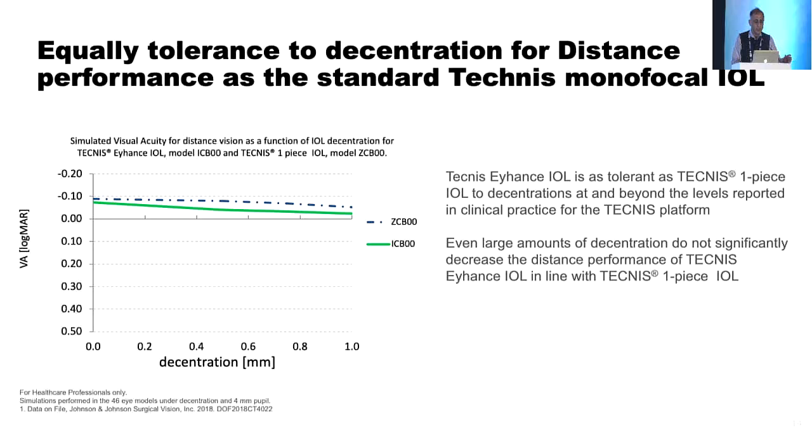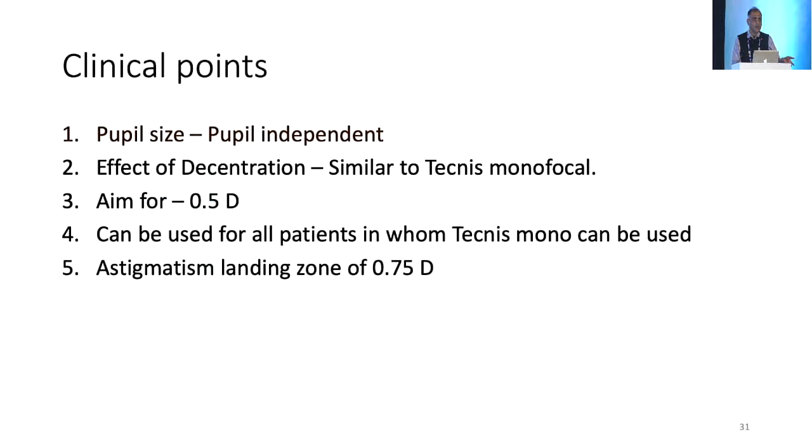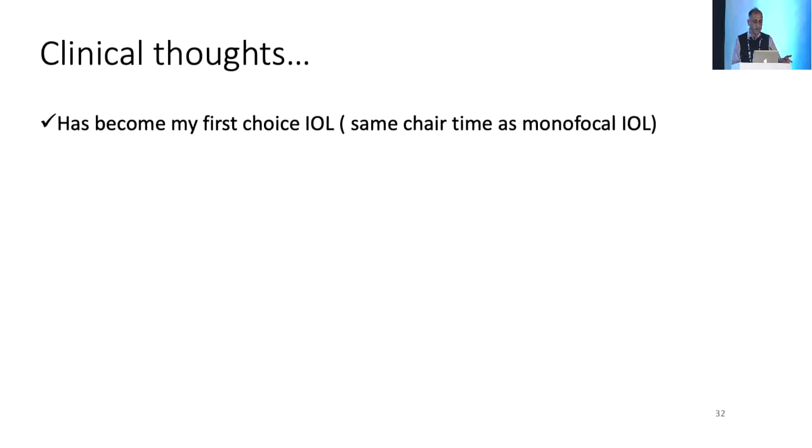Both the Tecnis Eyehance and the Tecnis monofocal were similarly tolerant to decentration. So what do I do? I generally aim for a minus 0.5. It can be used in all patients where I would use a Tecnis monofocal. It has an astigmatic landing zone of around 0.75 diopters.